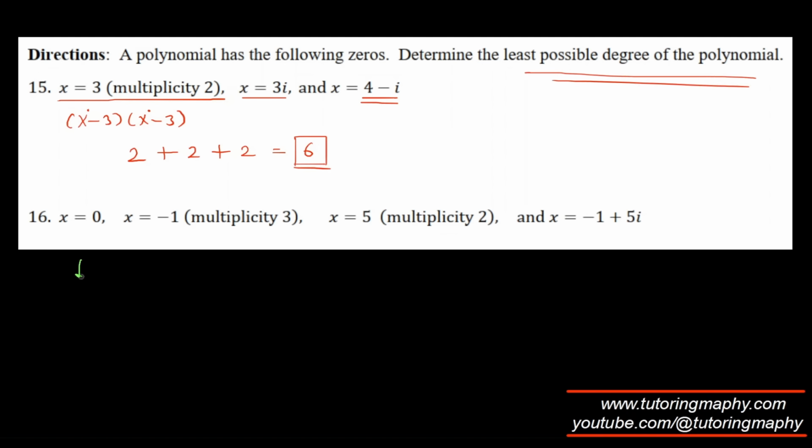Likewise, over here, 1 power from here, multiplicity 3, 3 powers from here, multiplicity 2, 2 powers from here, and this and its conjugate too. So 4, 5, 6, 7, 8. 8 is the least possible degree.